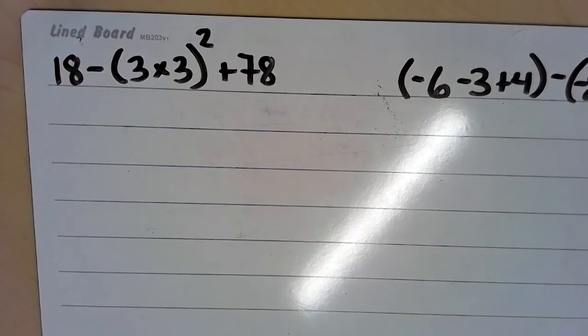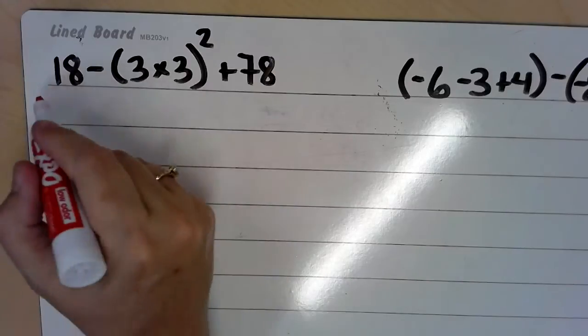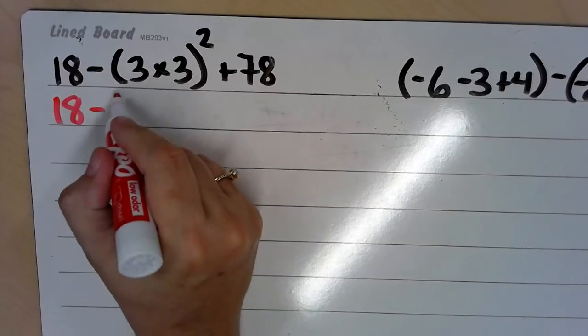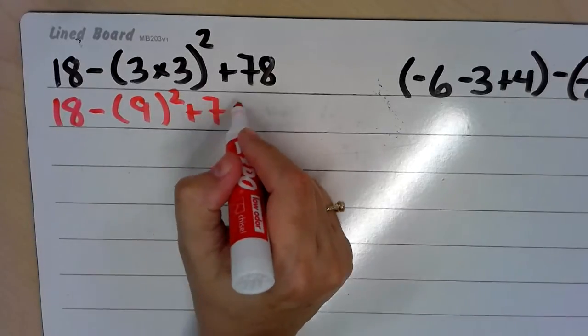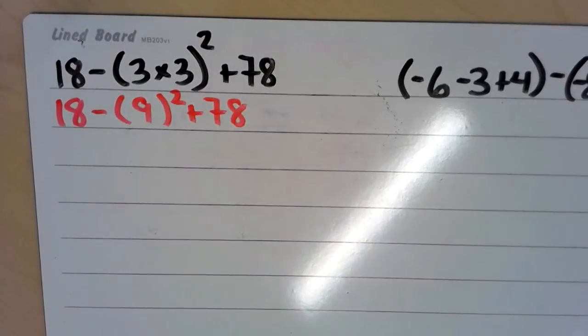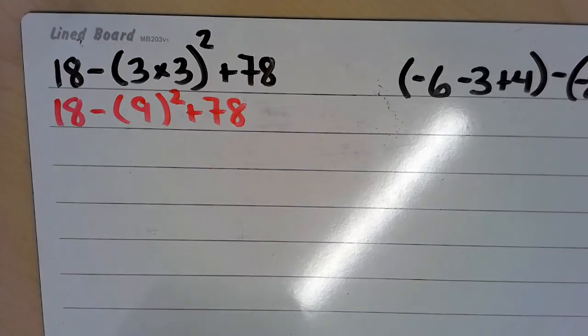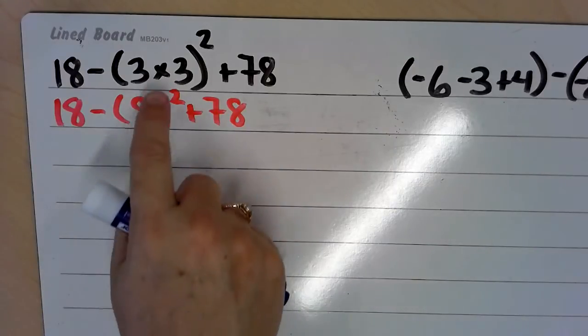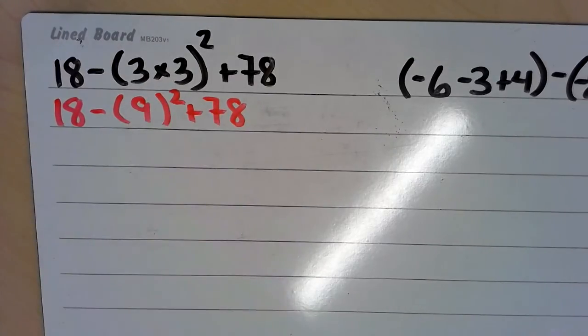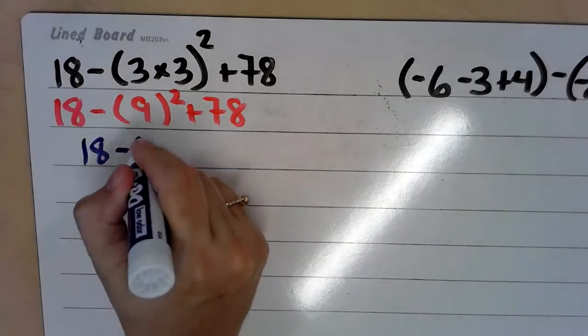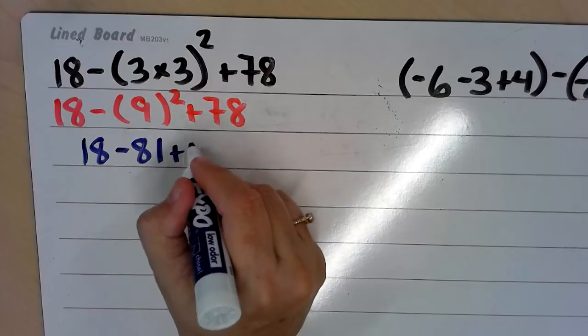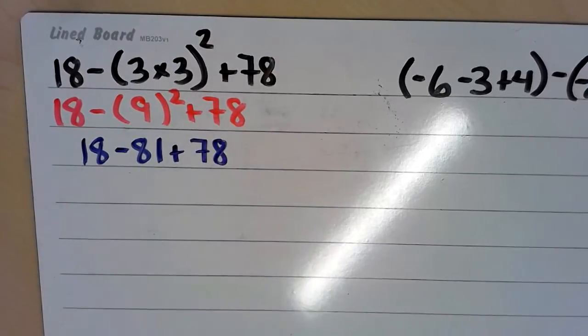Okay, let's look at this first one. If I look and see what's inside parentheses, I've got to do that first. So 18 minus 9 quantity squared plus 78. And then I'm done inside parentheses. So now I've got to do the 9 squared. So now I have 18 minus 81 plus 78. And now I'm working with integers here.